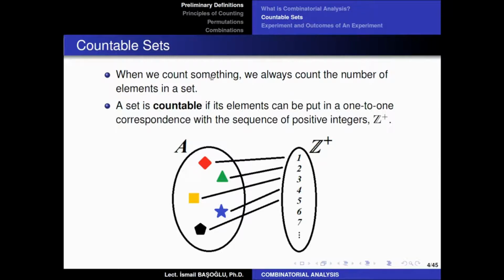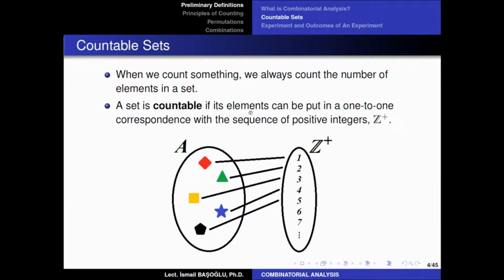First of all, when we count something, what do we count? We always count the number of elements in a set. There should be a set, and the number of elements in that set is going to be counted if you are going to count something. Now, there are some sets which are uncountable as well. Not every set is countable. So here, set A is a countable set. How do we understand if a set is countable or not?